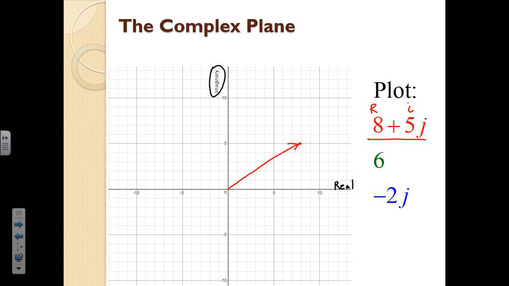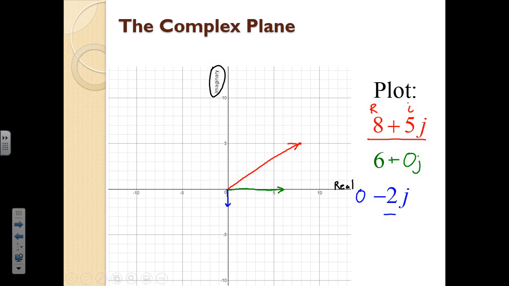The number 6, that's got a real part of 6 and, if you will, an imaginary part of 0. And so, real part is 6, imaginary part is 0. And our last one, negative 2j, that's got a real part of 0 and an imaginary part of negative 2. So can you picture where that complex vector is going to point? I'm sure you can. It's going to point straight down 2 units.